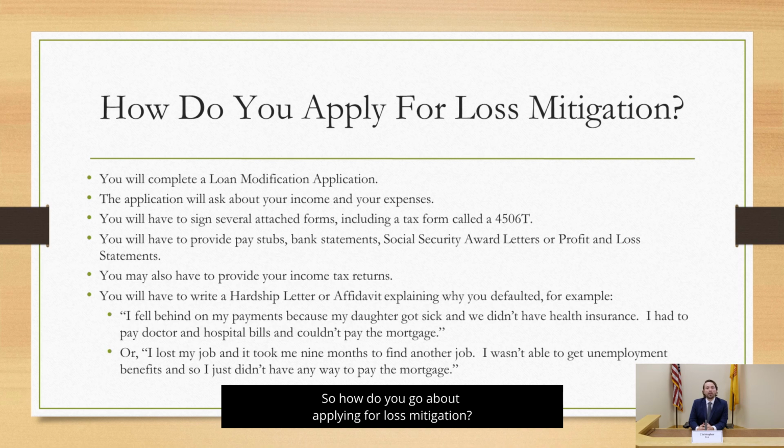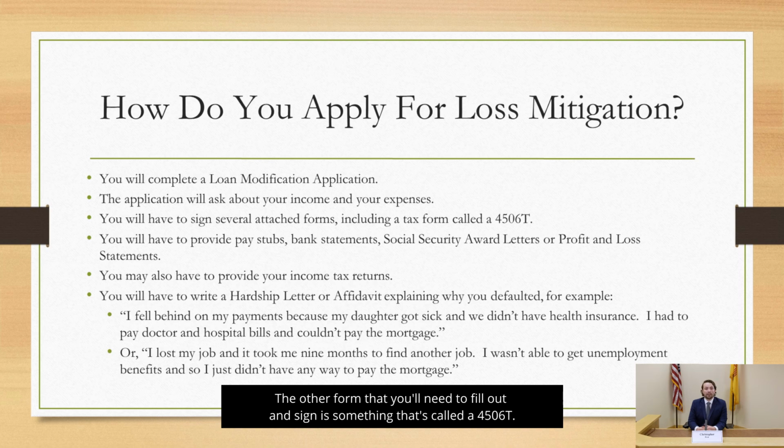So how do you go about applying for loss mitigation? Like I said earlier, the bank or the bank's attorney should have sent you what's called the loan modification application. You will need to fill out that application and attach any accompanying documents. Some of those documents could include pay stubs, bank statements, Social Security award letters if you receive Social Security, and a profit and loss statement if you own your own business.